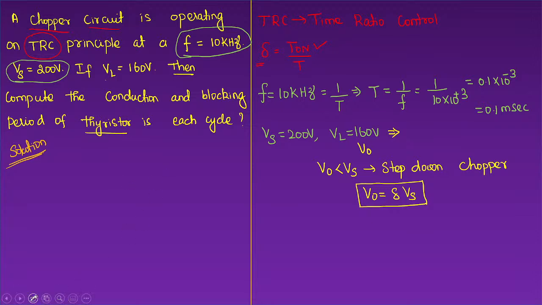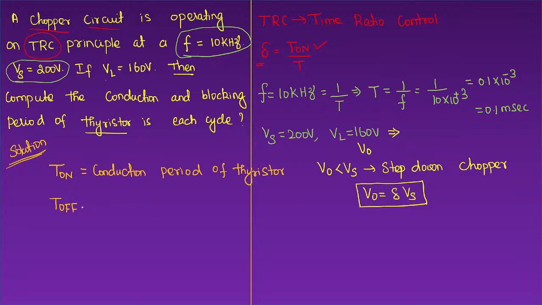We know in a chopper circuit we always deal with two times. One is called on time and another one is called off time. So the total time is the sum of on time plus off time. This on time is nothing but the conduction time period of the thyristor. Yes or no? On time means conduction period. How long the thyristor will be in conduction. So on time is called the conduction period of the thyristor.